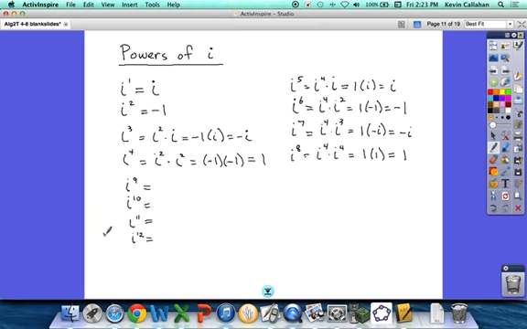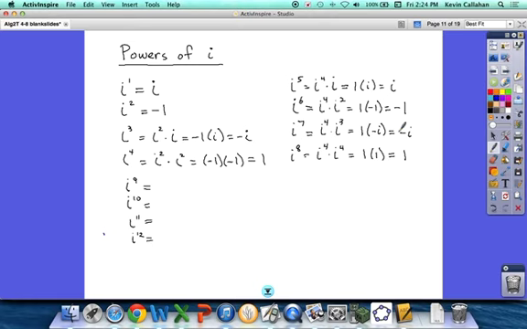And we keep going. i to the seventh would be i to the fourth times i to the third. Well, there's i to the fourth, and there's i to the third, negative i. i to the eighth is i to the fourth times i to the fourth, 1 times 1, so it's 1. So notice the pattern. Here was the 1, 2, 3, 4: i, negative 1, negative i, positive 1. Start over at i to the fifth: i, negative 1, negative i, positive 1.